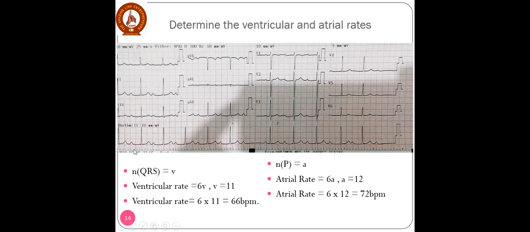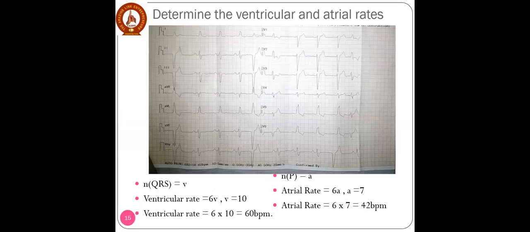Let's count that of the P waves. 1, 2, 3, 4, 5, 6, 7, 8, 9, 10, 11, 12. So atrial rate will now be, A is equal to 12. So atrial rate will be 6 times 12, 72 beats per minute. You notice that the P waves, the atrial rate is greater than the ventricular rate. It usually happens when there is a conduction block, a heart block, atrioventricular block.